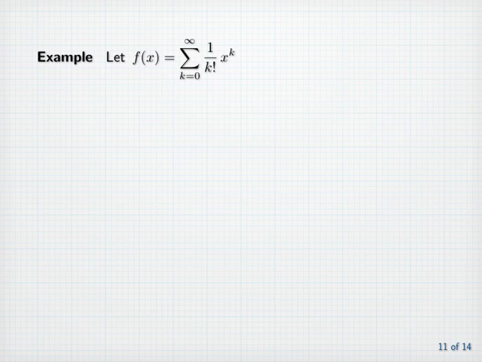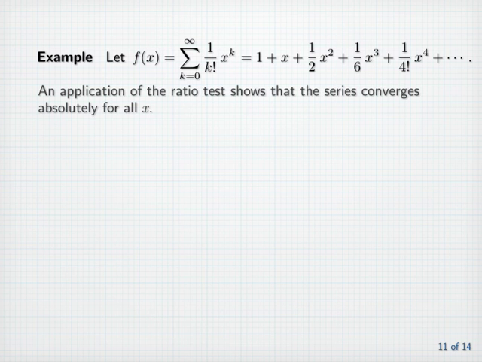Example. Let f of x equal the sum from k equals 0 to infinity of 1 over k factorial times x to the k, which equals 1 plus x plus 1 half x squared plus 1/6 x cubed plus 1 over 4 factorial x to the fourth, and so on. An application of the ratio test shows that the series converges absolutely for all x.